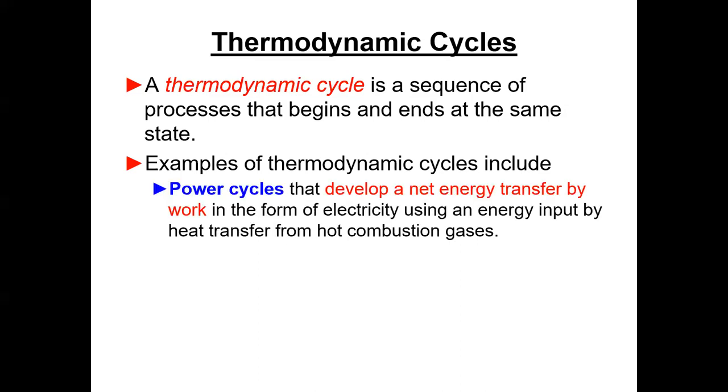Examples include power cycles: Rankine cycle, Otto cycle, your automobile engine is an Otto cycle, and diesel cycles, similar to the Otto cycle, but no spark plug. Brayton cycle for gas turbine operations. Lots of different power cycles are out there that develop a net energy transfer by work in the form of electricity using an energy input by heat transfer, typically from hot combustion gas.